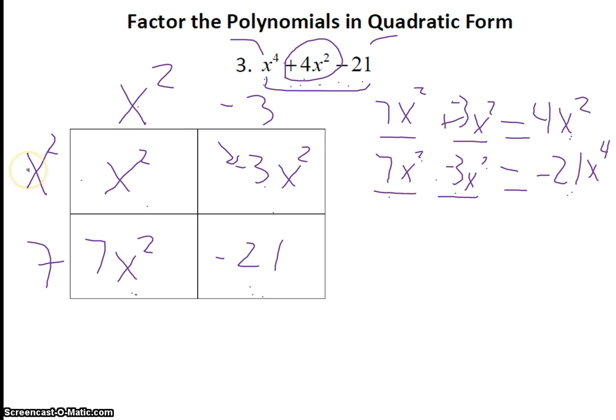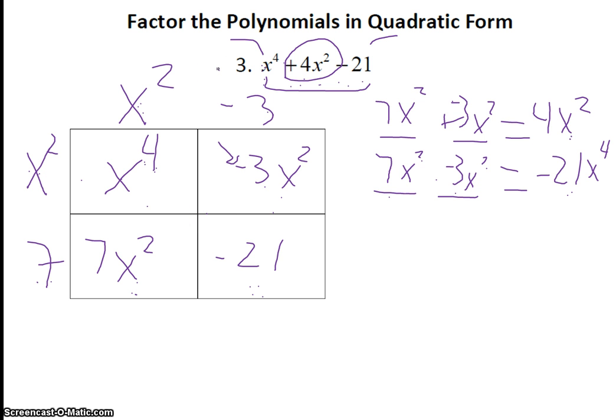X squared times x squared. I said write the first number there. That should be an x to the 4th. The first term is x to the 4th, so it should be an x to the 4th. So when we're checking, x squared times x squared is x to the 4th. X squared times negative 3 is negative 3x squared. X squared times 7 is 7x squared. And 7 times negative 3 is negative 21. And when I add the diagonals, I get a positive 4x squared, which is what I started with.